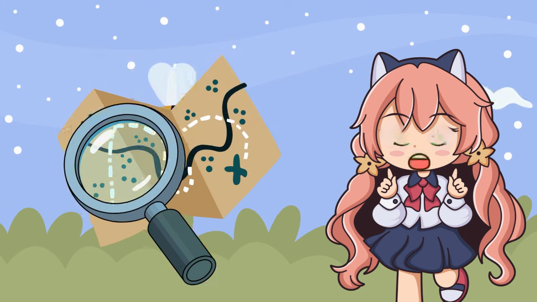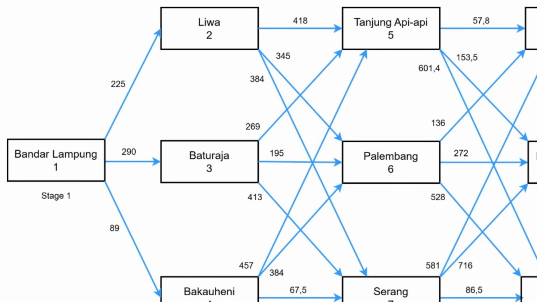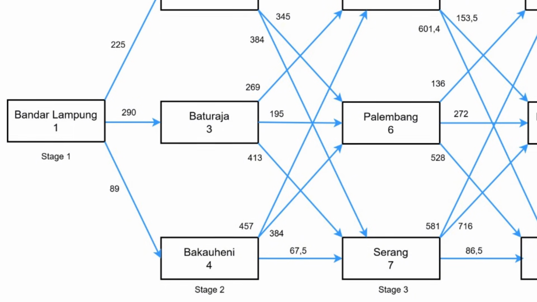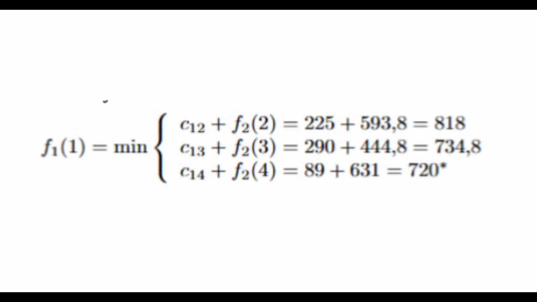After stage 2 is complete, we process stage 1. In this stage, there is only one starting city, which is Bandar Lampung. Bandar Lampung has 3 route options to the cities in stage 2, and each distance is added to the previous result. From all calculations, the shortest distance is 720 kilometers.